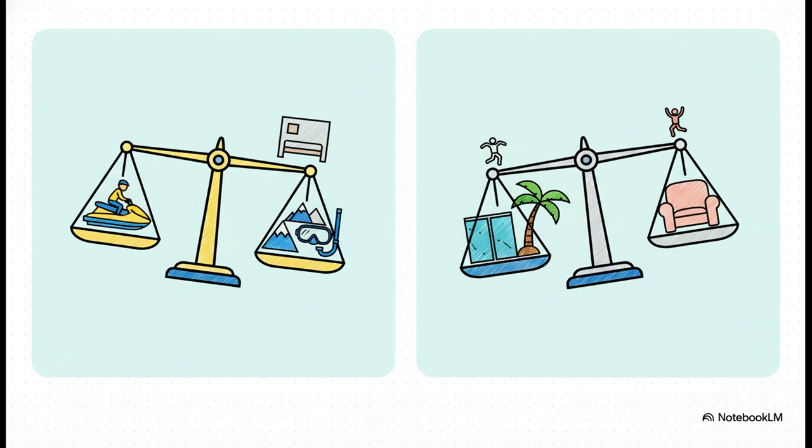For the relaxation group, it's the total opposite. They have a low MRS for activities. They value comfort so much that you'd have to offer them a ridiculous amount of luxury just to get them to consider, say, an ATV ride. For them, utility comes from being pampered, not from exertion.